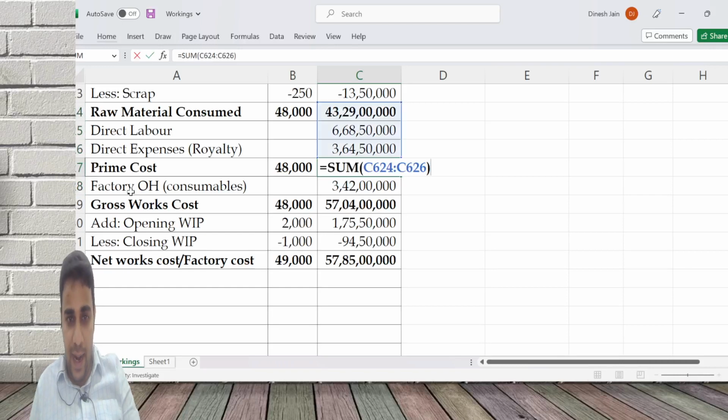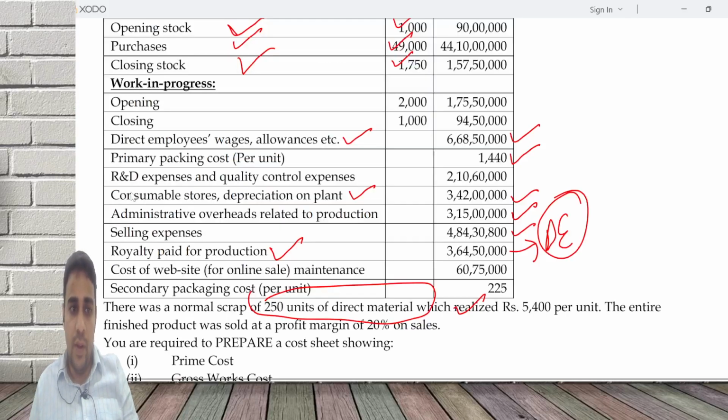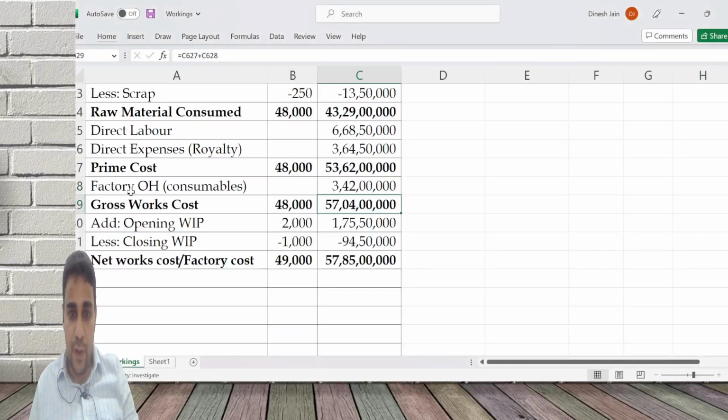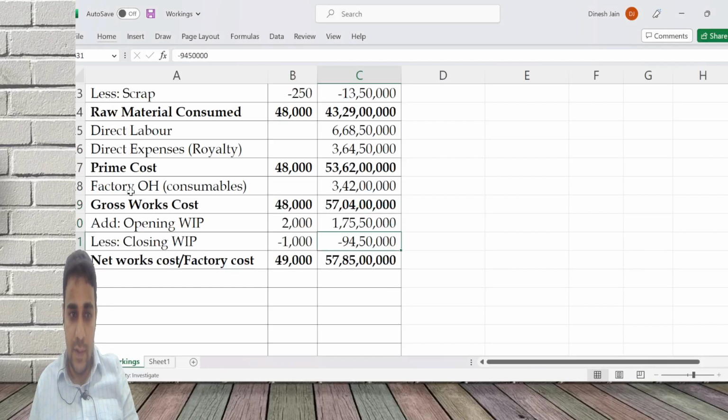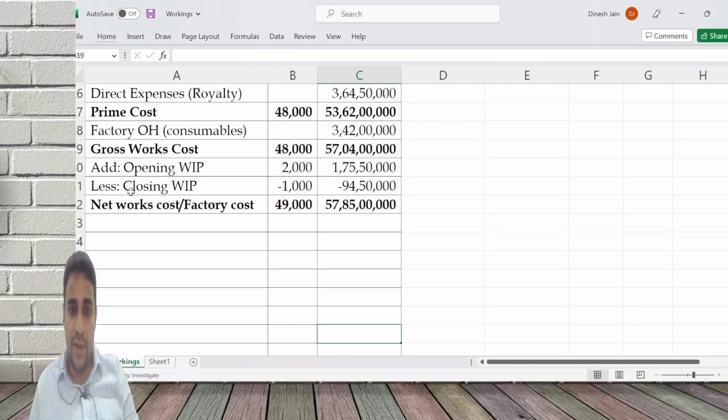4329. I think I did not add this item. I've added it now. Factory overheads is 3 crore 42 lakhs. Gross works cost, net works cost 5785.